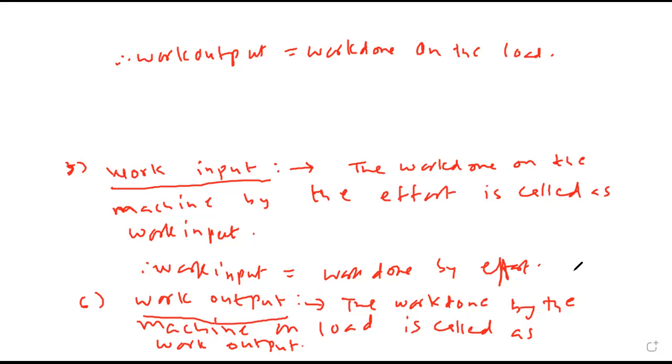Completed fifth and sixth? Yeah, sir. So in the last lecture we did what machines are, their purpose, then load, effort, mechanical advantage, velocity ratio. Today we started with work input, work output.